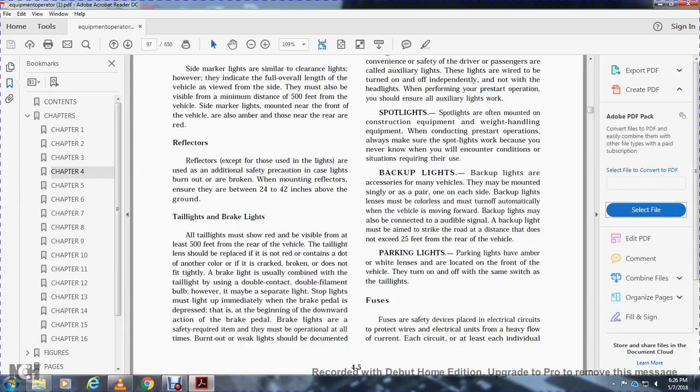Parking lights. Parking lights have an amber or white lens located at the front of the vehicle, and they turn on and off with the same switch as the left tail light.